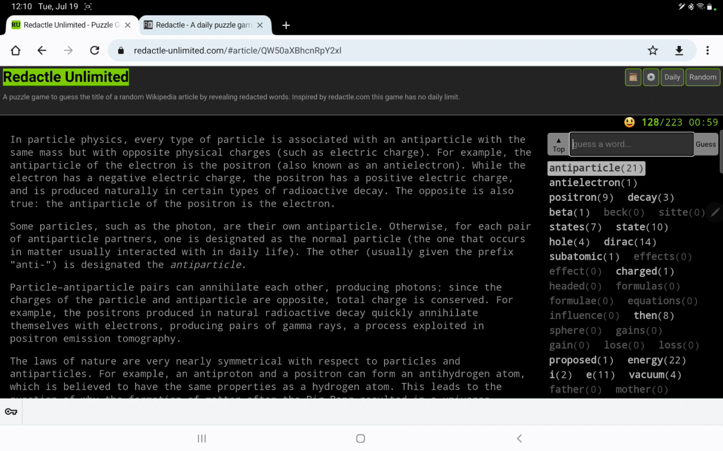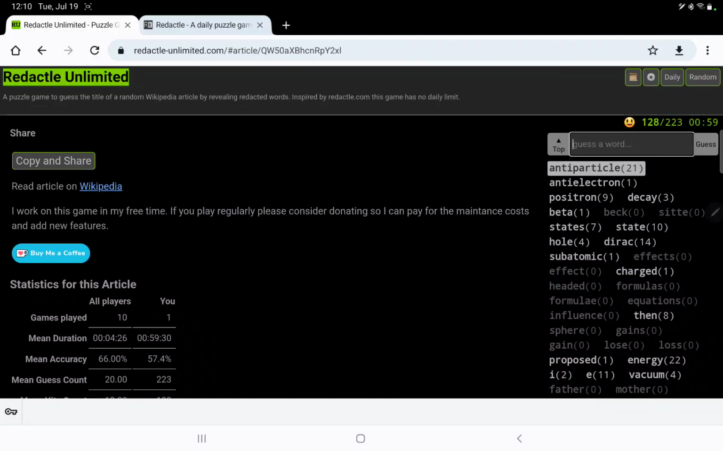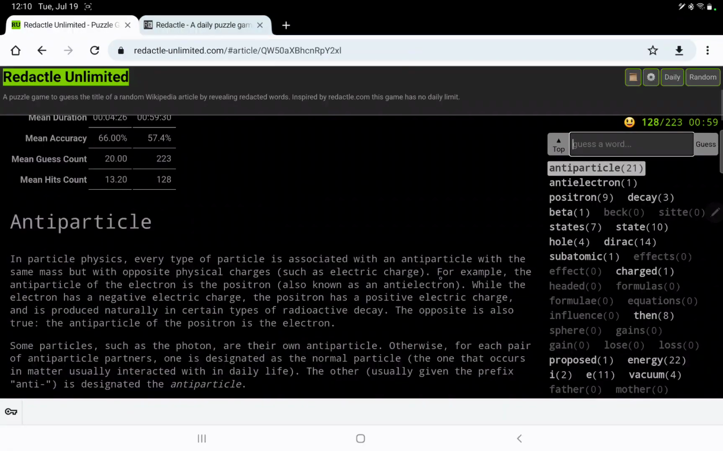Anyway, again, I lament that we have a scientific article. I do suspect they're overrepresented in the 10,000 base articles from which Redactle is selected every day. But so be it. Those are the cards we're dealt.